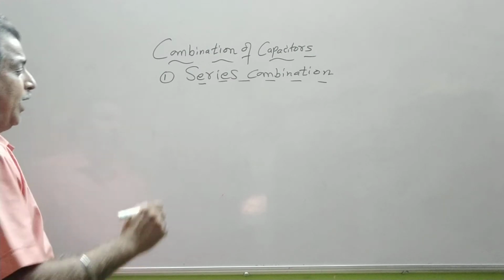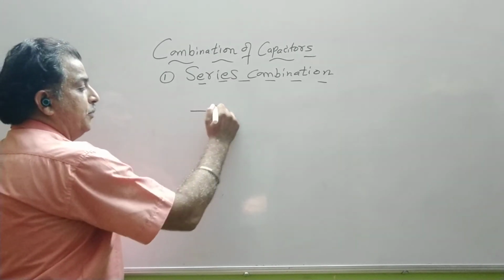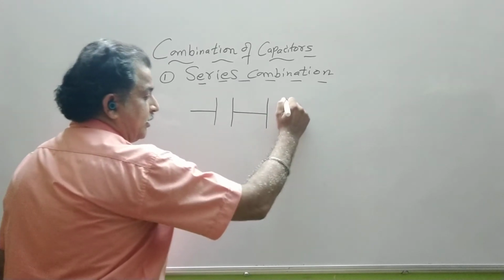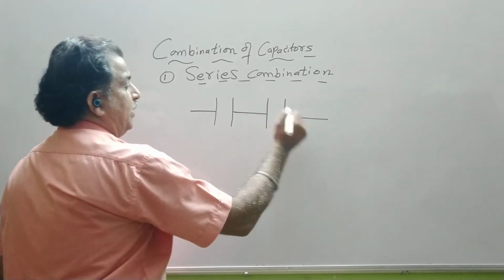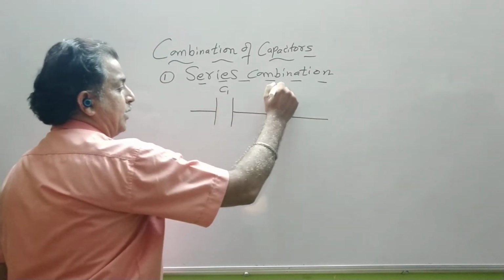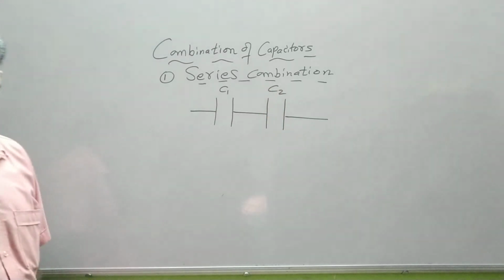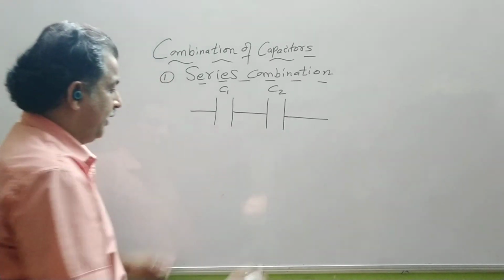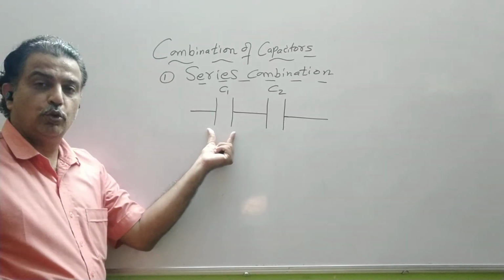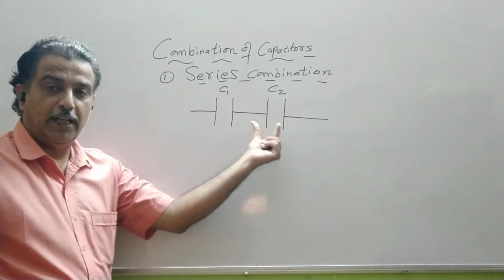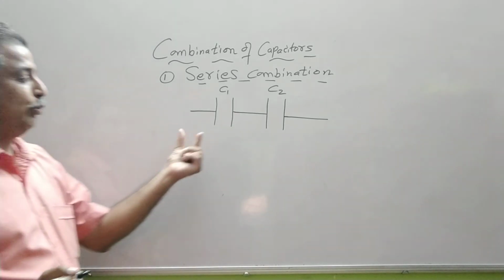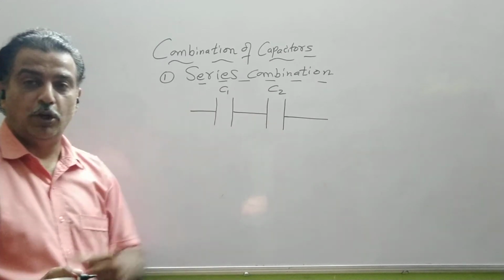For example, we are taking only two capacitors. Let these capacitors be denoted by having the capacitance C1 and C2. So for proper understanding, the distance between the two plates is shown very large. This is the symbol for a parallel plate capacitor. Otherwise, you have to remember this distance is very small.